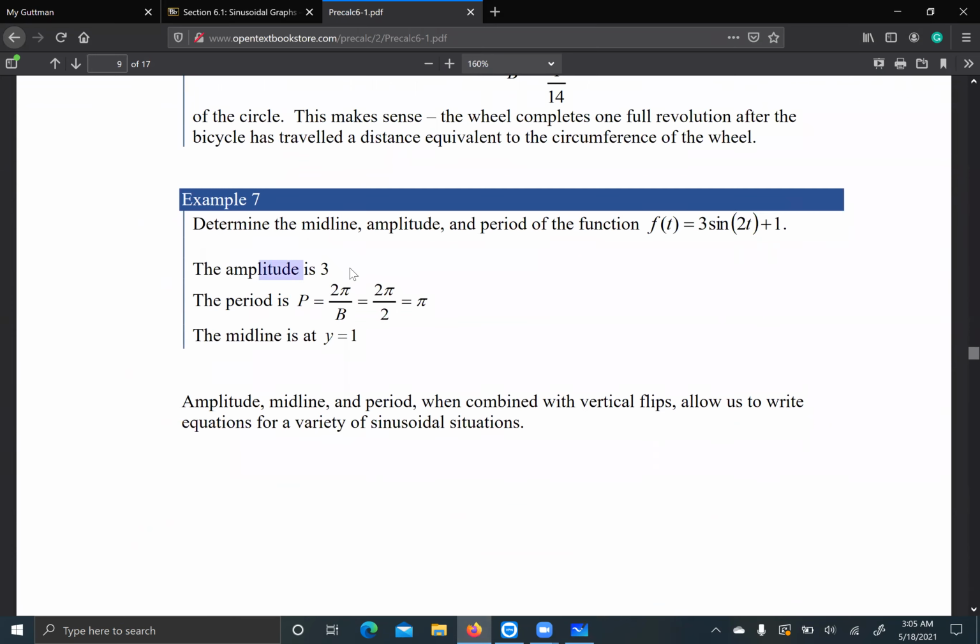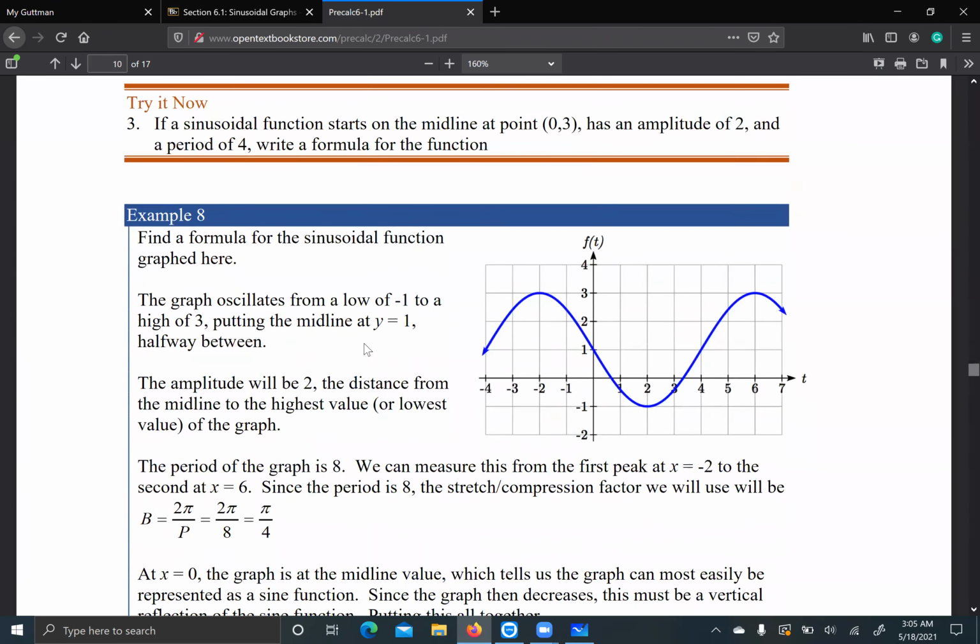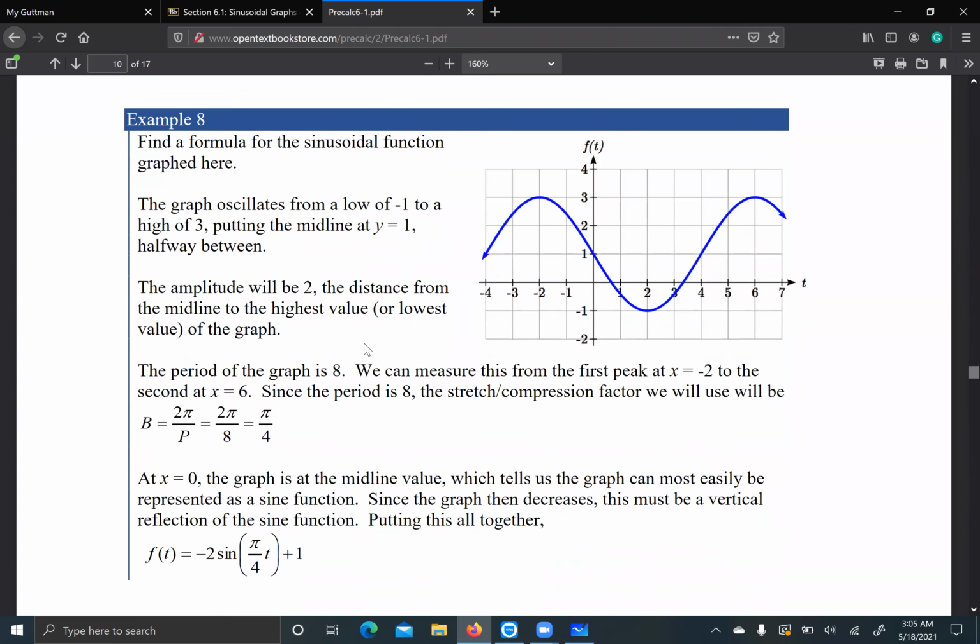So amplitude is 3, period is pi, midline is y equal 1. For example, find a formula for sine for this graph. The graph is like a sine function. I can see that this is a sine function, but it's a transformation of the sine function. So first of all, the height goes up to 3. So amplitude is 3.